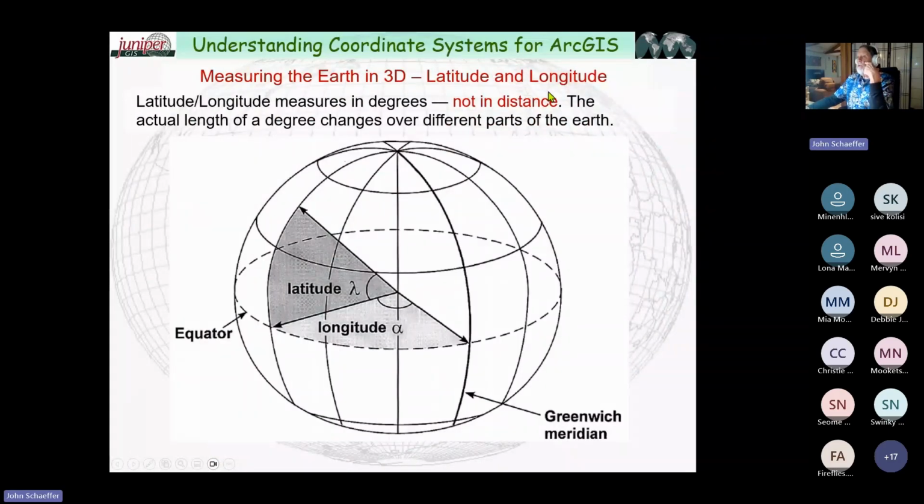Measuring the Earth in 3D, latitude, longitude. This is all pretty obvious, but I'll just go through the details. The key thing is that it's measured in degrees, not in distance. Obviously a degree here at the equator is really long versus a degree here. The actual degree changes over different parts of the Earth. Even going up and down, because it's a spheroid, kind of flatter at the top than in the middle, a degree measured this way can be a little bit different.